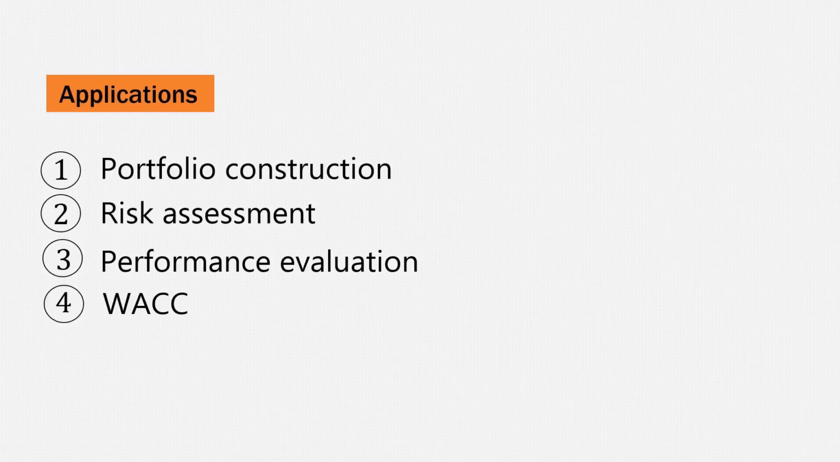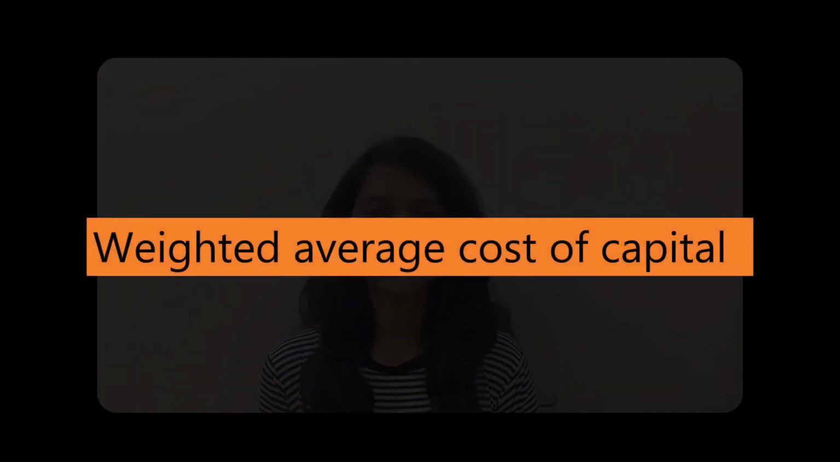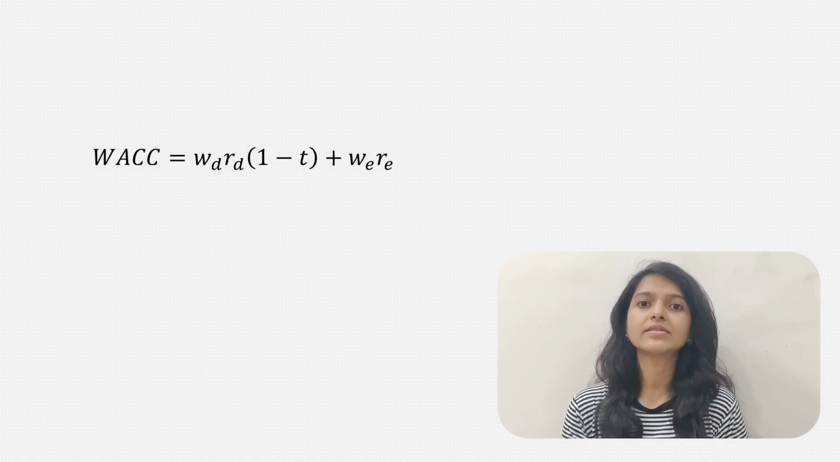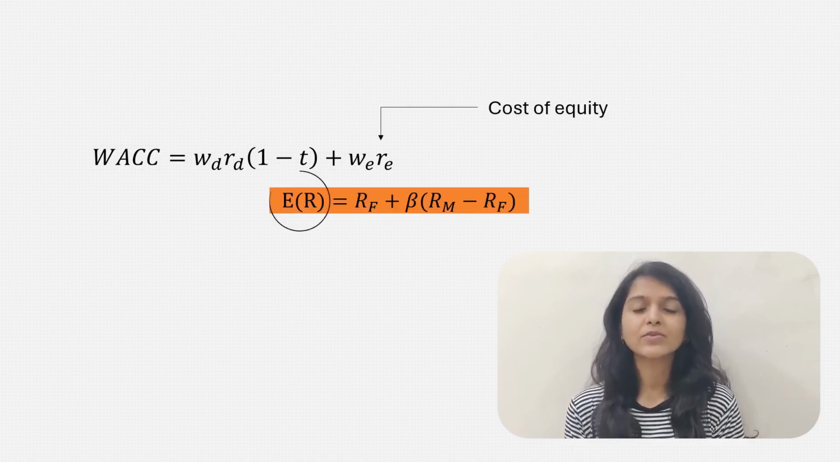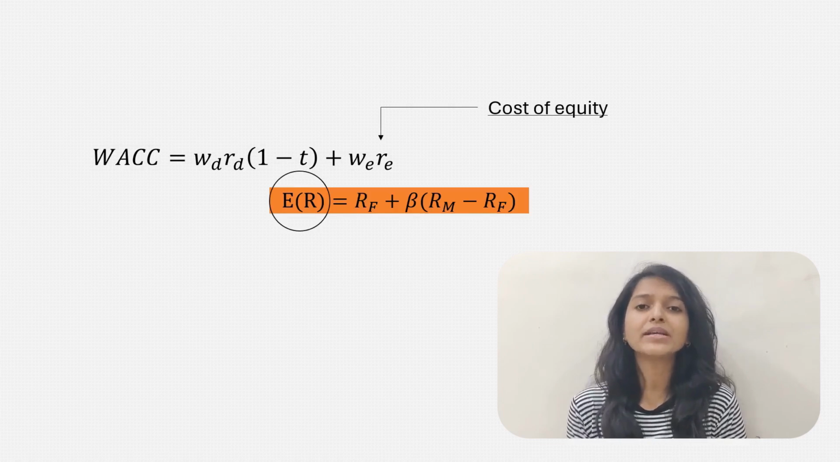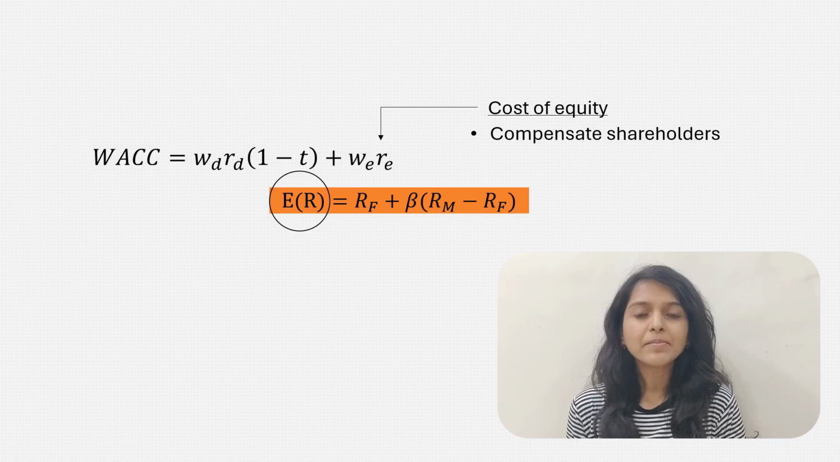Now after this, the last application is WACC. It stands for Weighted Average Cost of Capital. It's an important financial metric used by companies. The reason WACC is being discussed is because the cost of equity in WACC is calculated by using CAPM. The cost of equity is the minimum return the company must earn to compensate its shareholders, making it a cost for the company. So these were the 4 applications of CAPM.